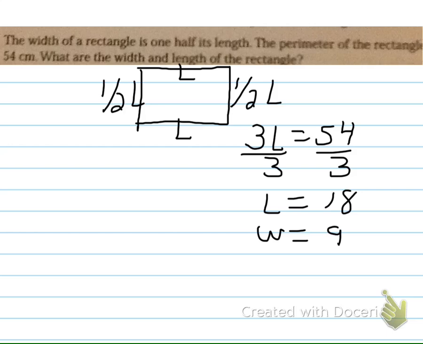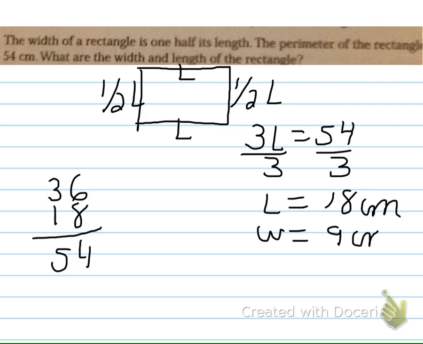And now just a good quick check again. We know that 18 doubled is 36, and we know that 9 doubled is 18, and we're checking to see, does this add up to 54? And it does, and so we know that we were right when we labeled the length as 18 centimeters and our width as 9 centimeters. On to the next problem.